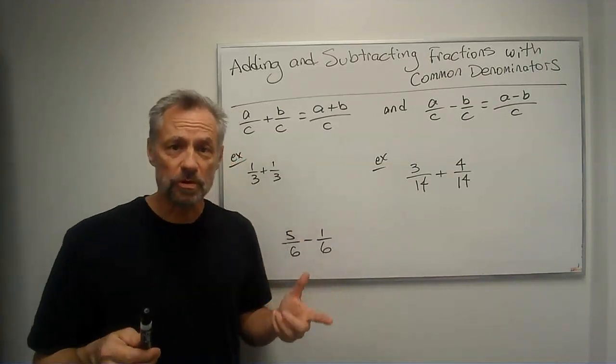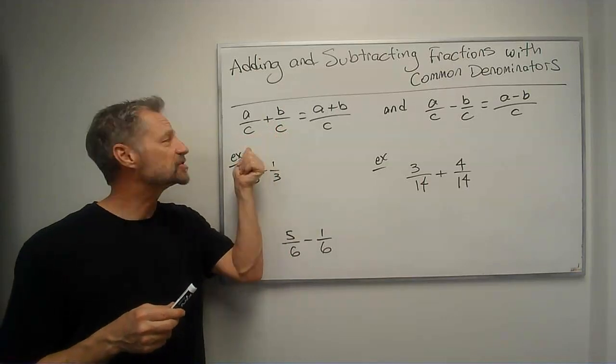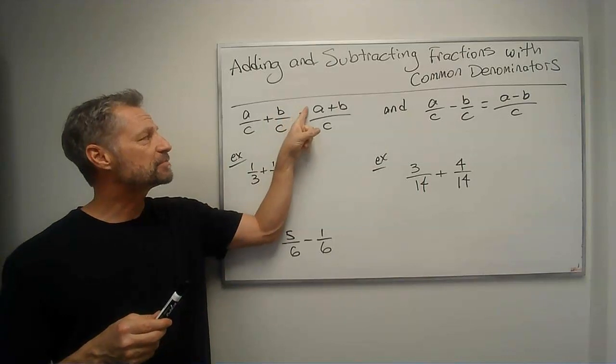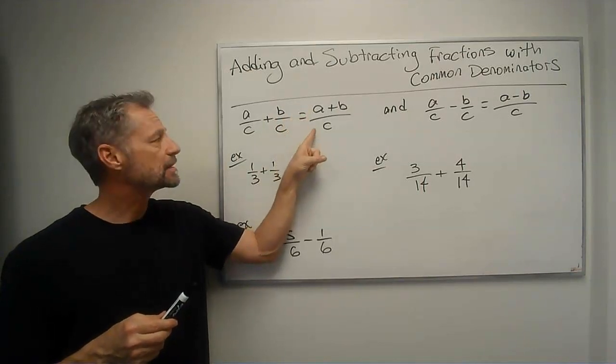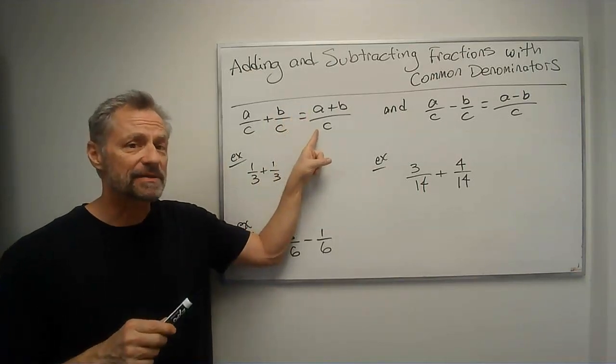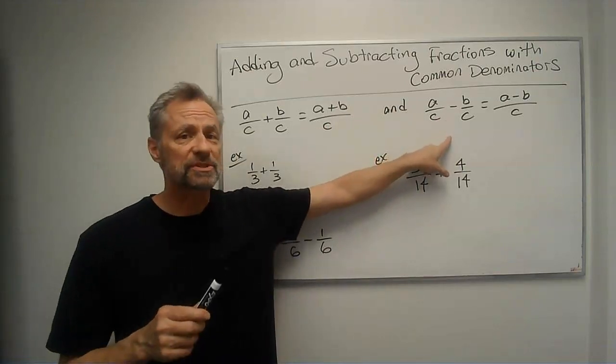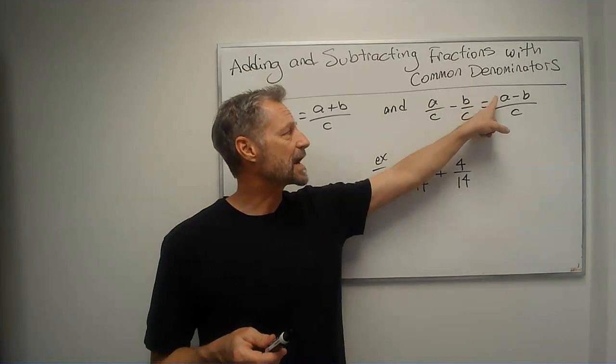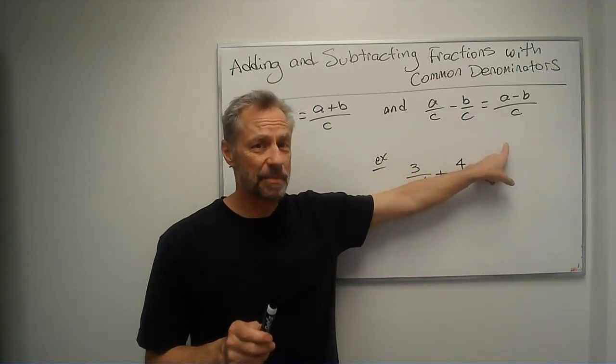All right, so the rule looks like this. If I have two fractions with the same denominator, we can add those up just by adding the numerators together and keeping the denominator the way it is. Same rule works with subtraction. As long as the denominator is the same, I subtract the numerators, keep the denominator the same.